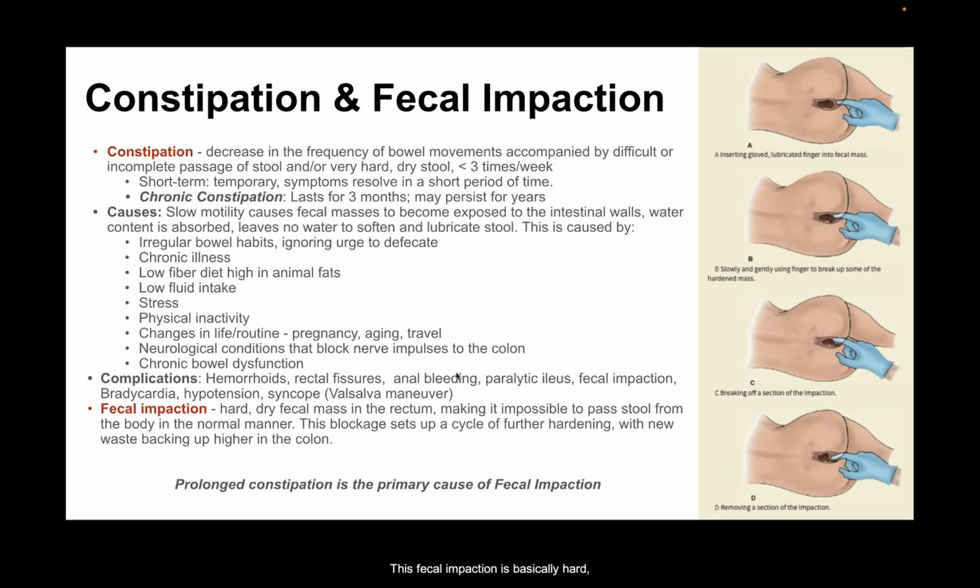This fecal impaction is basically a hard, dry fecal mass in the rectum, making it impossible to pass the stool from the body in a normal manner. This blockage sets up a cycle of further hardening, with new waste backing up higher in the colon. And so now you have this huge backup, right? And that can cause a lot of problems.